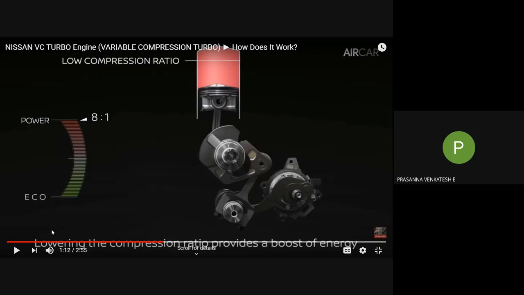Diesel compression is high, correct? But which one has more power pickup? The diesel engine?